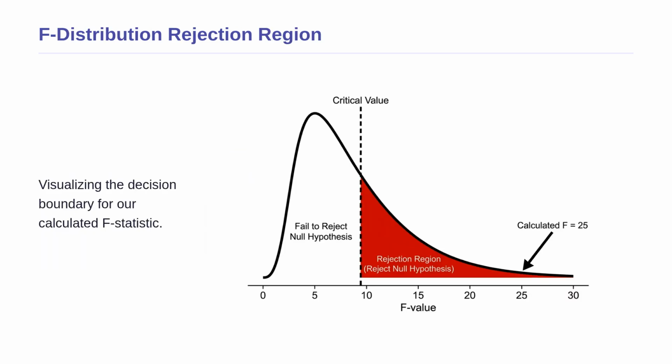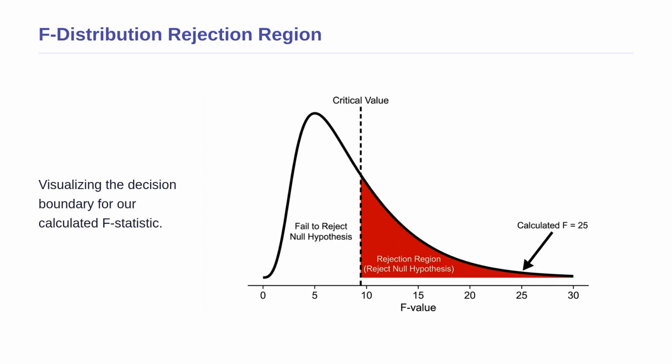The diagram you are looking at visually explains how we make our final decision using the F statistic we just calculated. The black curve represents the probability density, showing all the possible F values we might get if the variable was actually useless and we were just seeing random noise. The horizontal axis represents the F value. Notice the vertical dashed line labeled critical value.